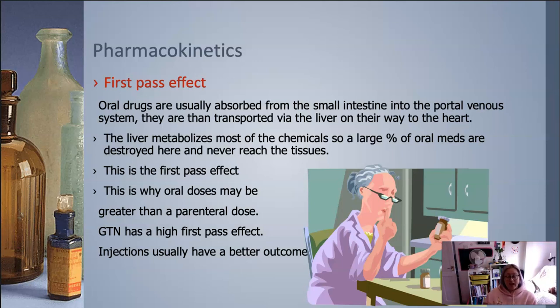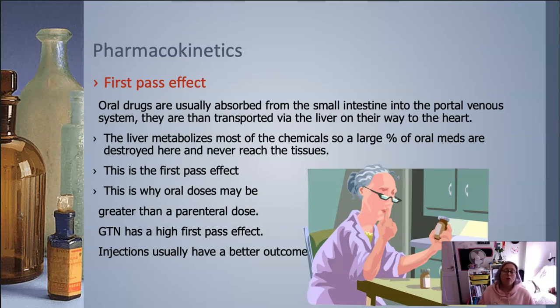It's going to have an effect upon the body and the heart a lot quicker, because it doesn't have to be taken and digested. It doesn't have to go through the digestion process. It's taken directly into the systemic circulation. And obviously, like we said earlier, if you're not having to use as much, that is going to have an implication on cost. And this is also why injections usually have a better outcome than orally taken medications.